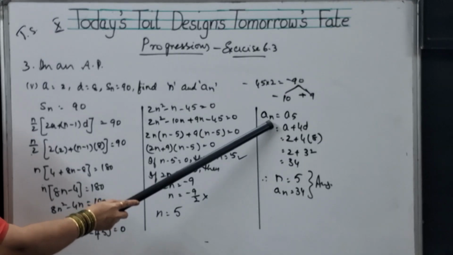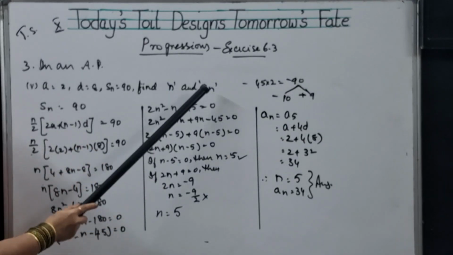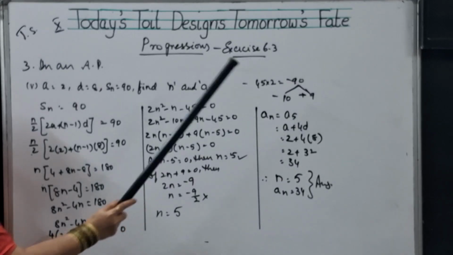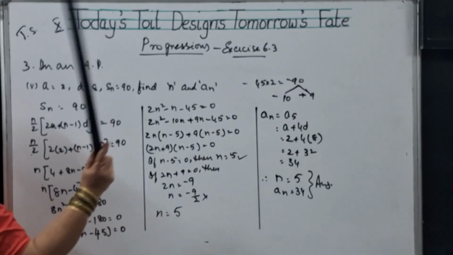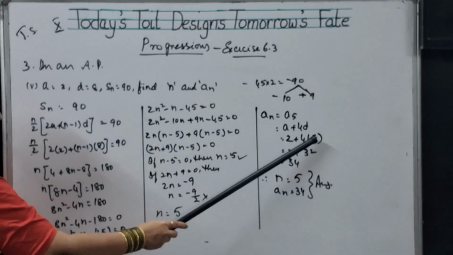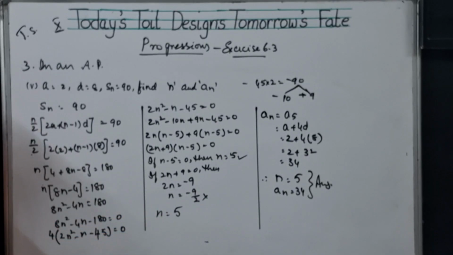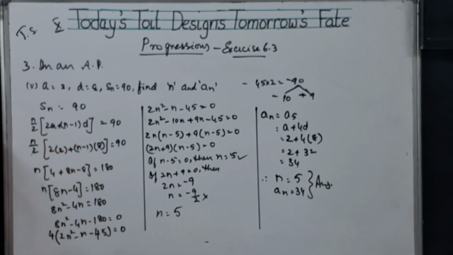Now the problem is you need to find out A5. The question is an they are asking. An means what? We have got n value as 5 now. So an means here A5 you have to find out. A5 is A plus 4D. A plus 4 into D is 8. That is 34 we have got, children. I hope I am clear. Please note it down.